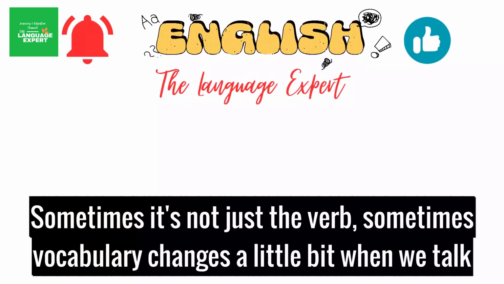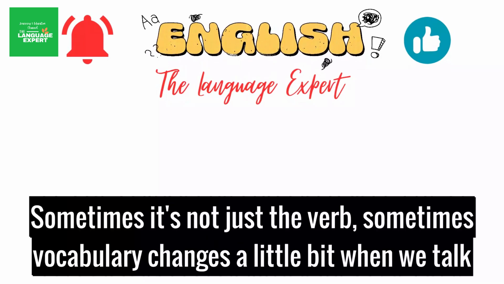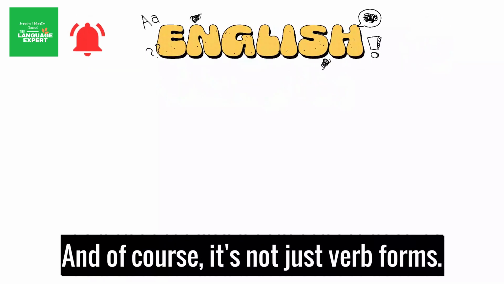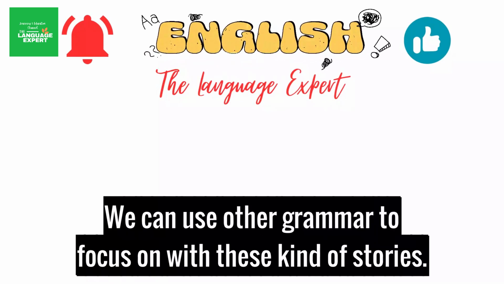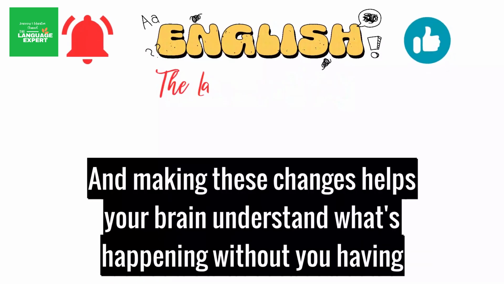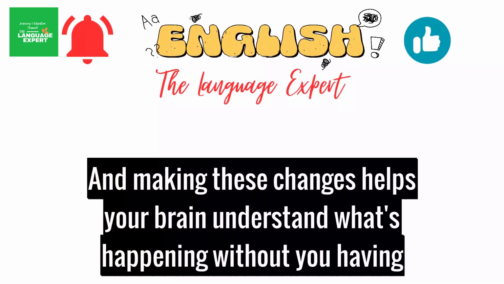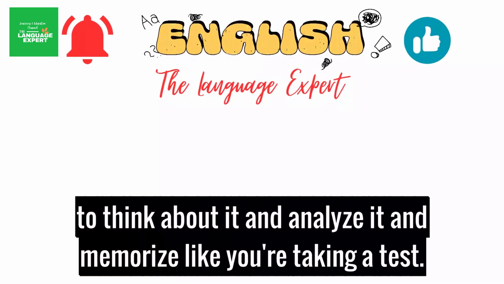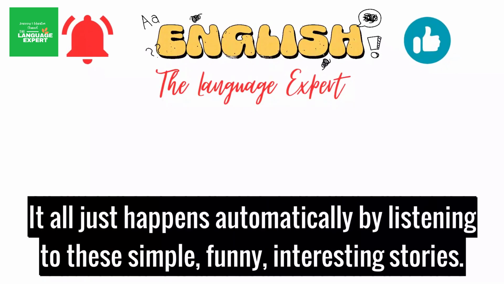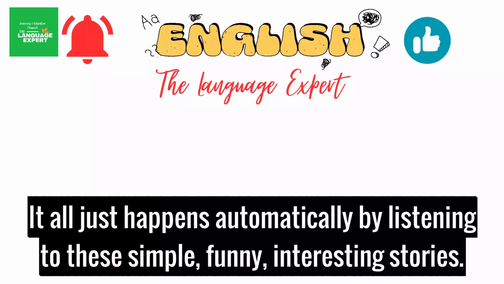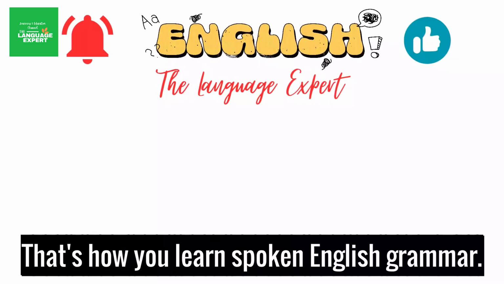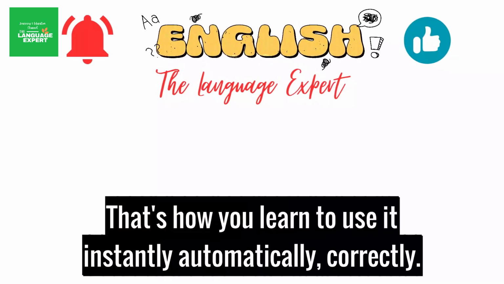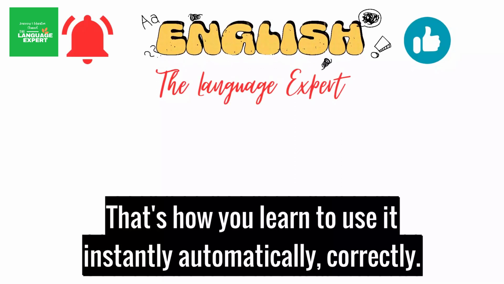Sometimes it's not just the verbs. Sometimes vocabulary changes a little bit when we talk about different time periods. And of course, it's not just verb forms. We can use other grammar to focus on with these kind of stories. And making these changes helps your brain understand what's happening without you having to think about it and analyze it and memorize like you're taking a test. It all just happens automatically by listening to these simple, funny, interesting stories and listening to all the different versions. That's how you learn spoken English grammar. That's how you learn to use it instantly, automatically, correctly.